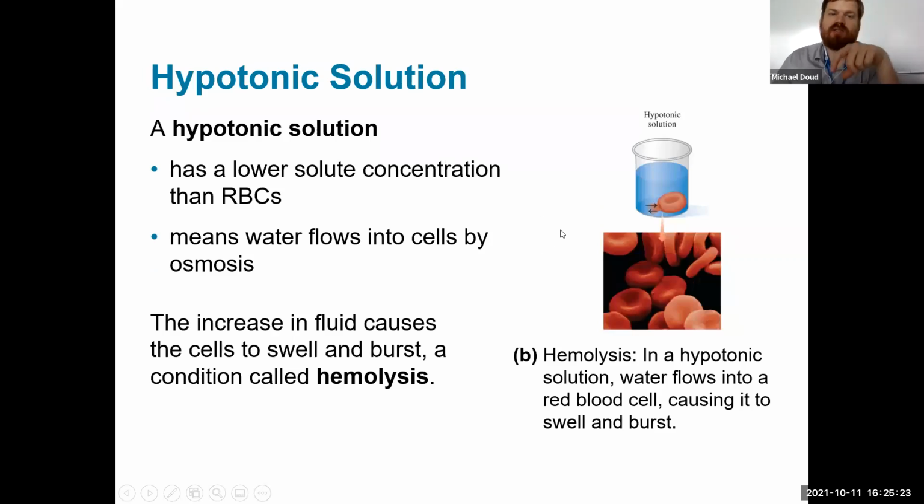Now, when you have a hypotonic solution, that means you have a lower solute concentration than in the red blood cell. And the water is going to flow into the blood cell to try to reduce the concentration inside the blood cell. Now, the problem is that causes the blood cell to swell up, and it can even pop. This is what's called hemolysis in a hypotonic solution. So this is why drinking too much water can actually be fatal, especially distilled water.